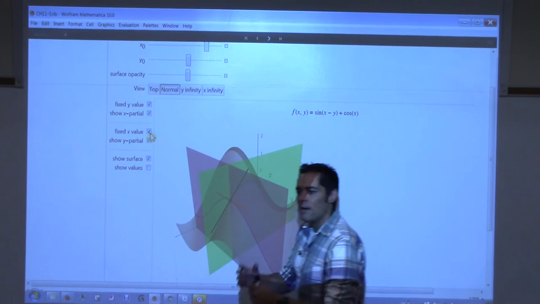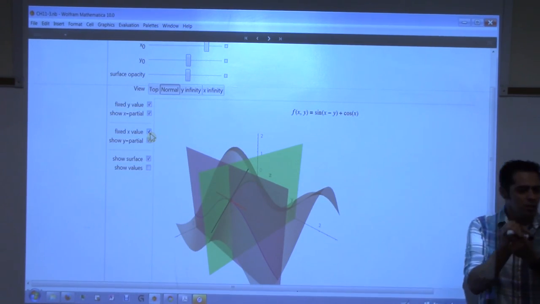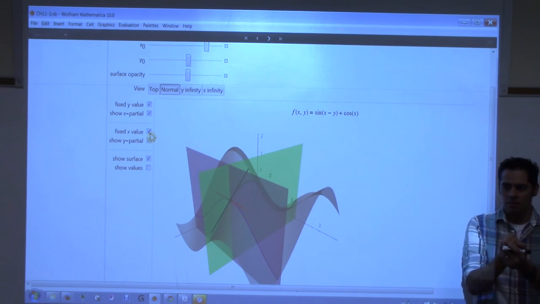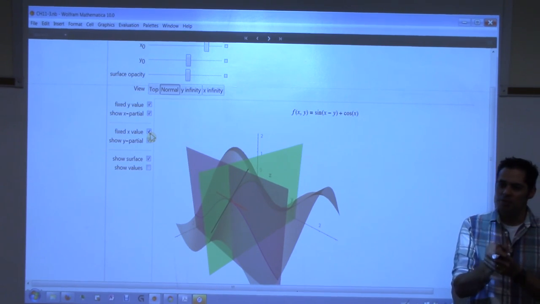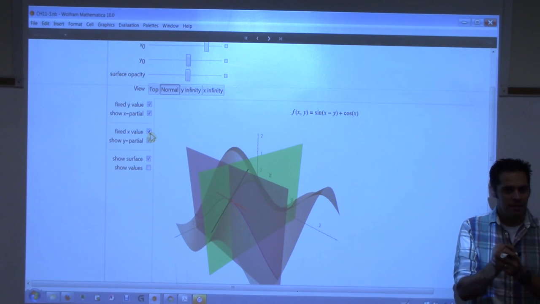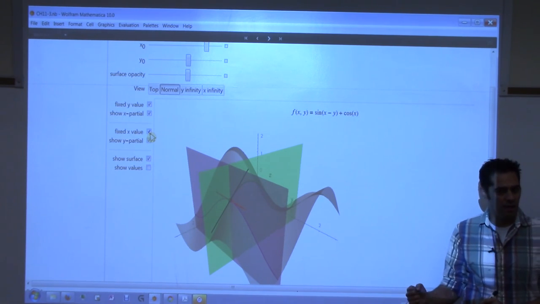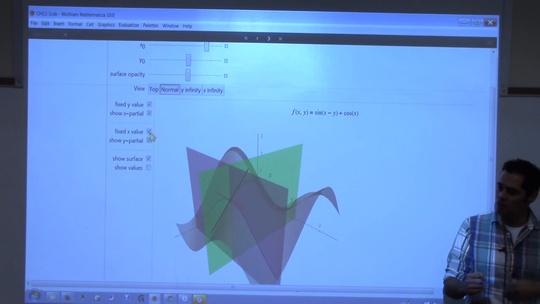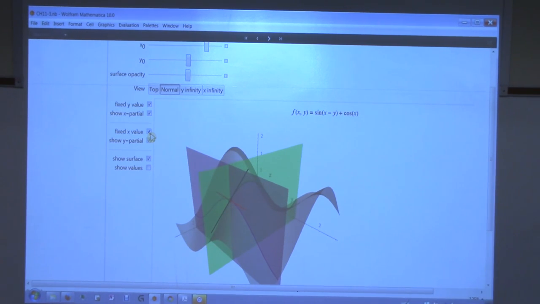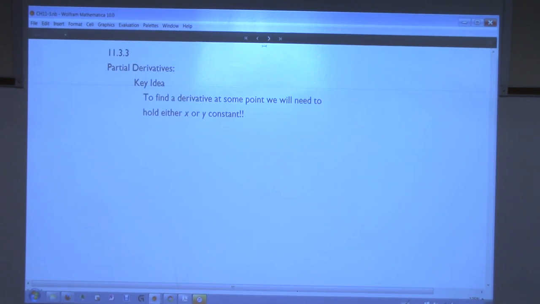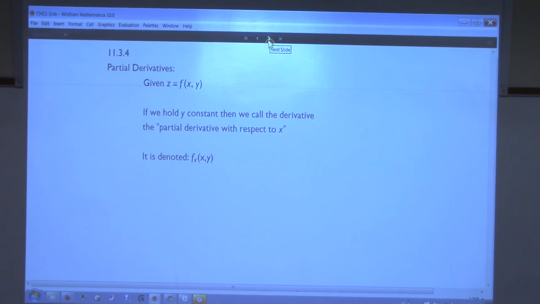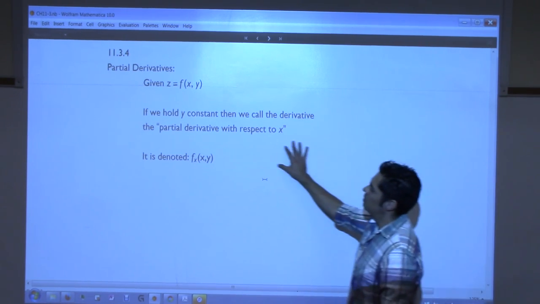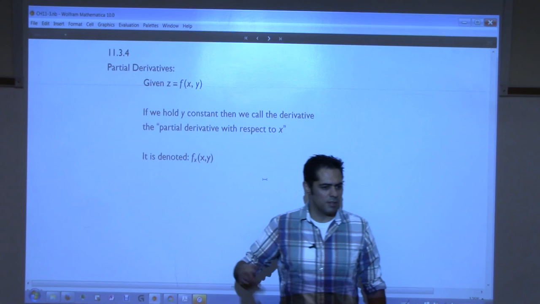If I fix my y value, if I hold my y value constant, we call that the partial derivative with respect to x, meaning that x is the variable, y is the constant. If you hold the x variable constant, it's called the partial derivative with respect to y, and you get a different answer, sometimes, not all the time. So that's where we will pick up next time. We will talk about this definition, and then we'll go through and we'll actually do some partial derivatives.